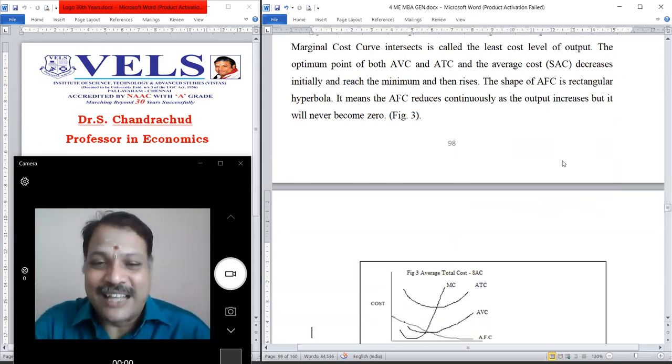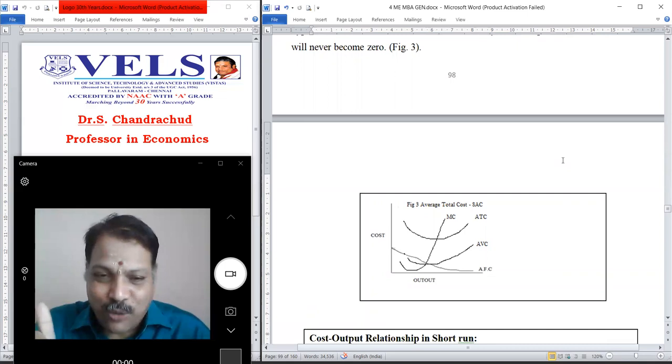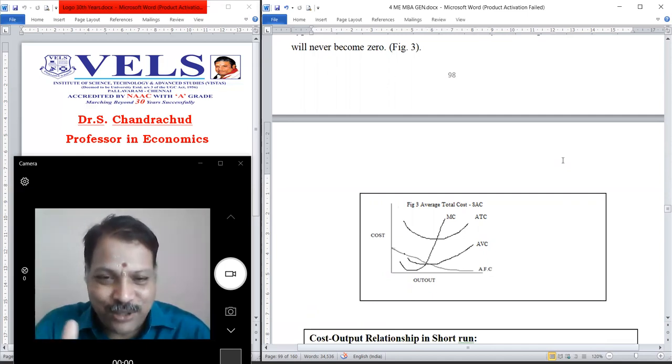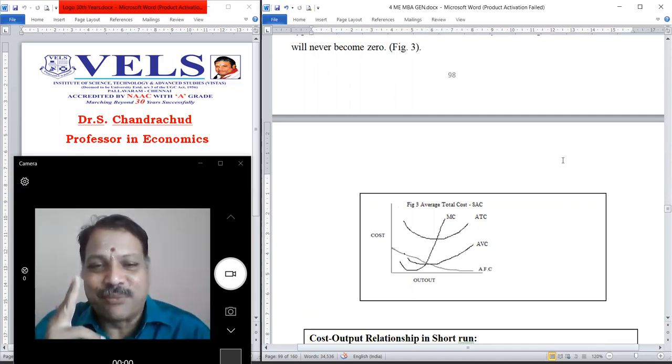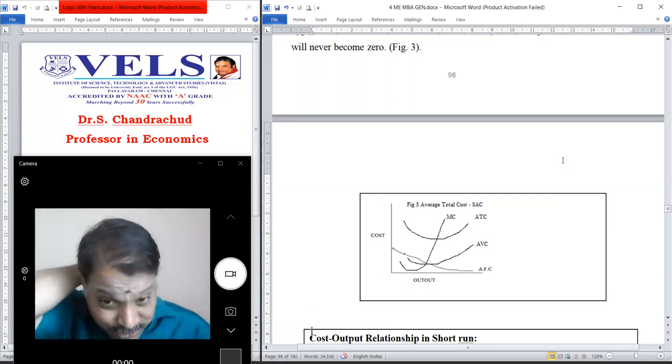You can see in the diagram, figure 3, the AFC is sloping downwards from left to right. It tries to reach zero, but it never becomes zero. AVC initially comes down and then it increases sharply. And ATC is a U-shaped curve. MC intersects the least cost point.